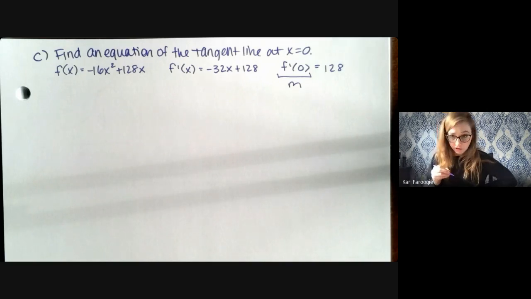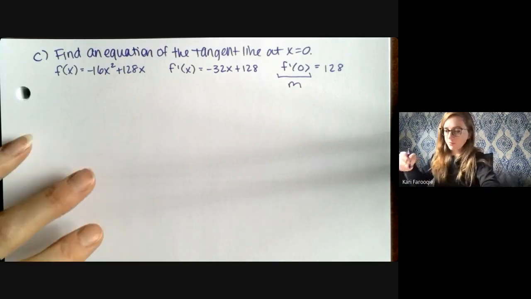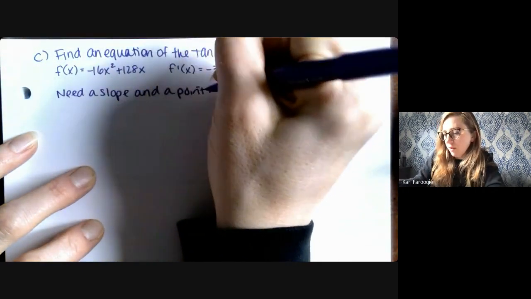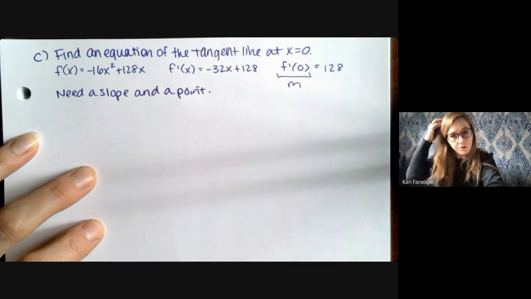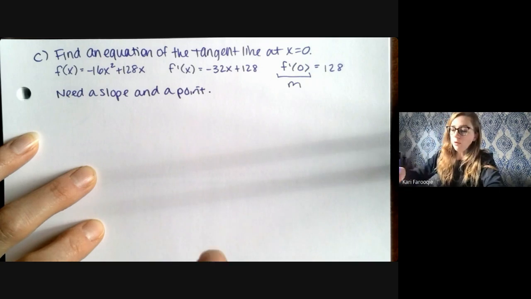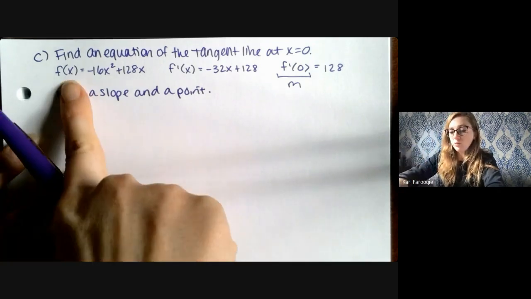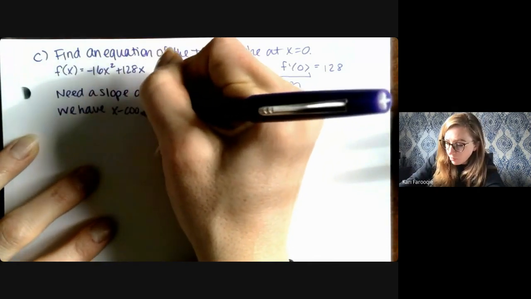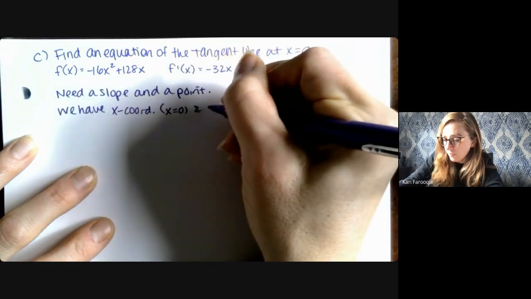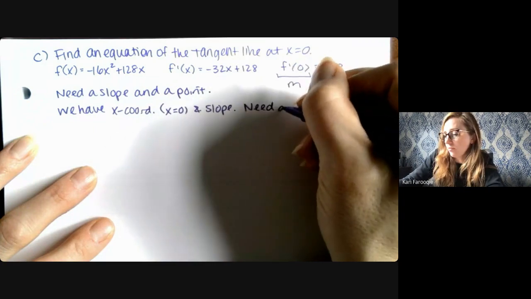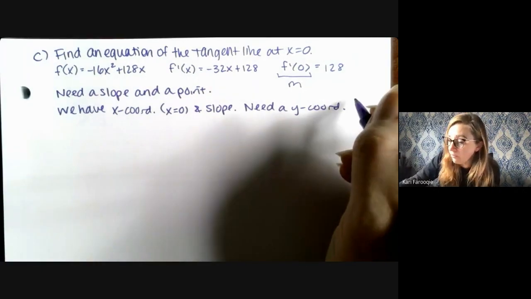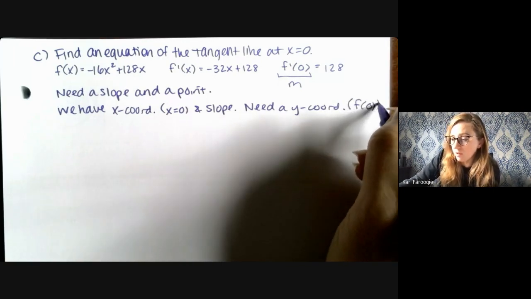Now, I asked you to find the equation of the tangent line at x equals 0. If you're trying to find an equation of a line, what you need is a slope and a point. Now, you have a slope. You have the slope of the line. You don't quite have a point. You have an x value. But what we can do is find the y value: you can evaluate the original function at your given value of x. So we have the x coordinate, which is x equals 0, and we have the slope. Now, what we need is a y coordinate. So the y coordinate, you're always going to find by evaluating your original function at 0.